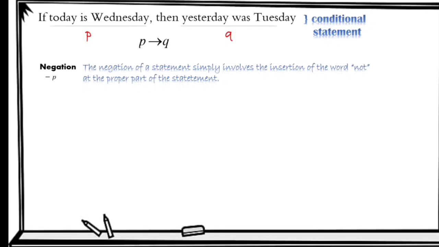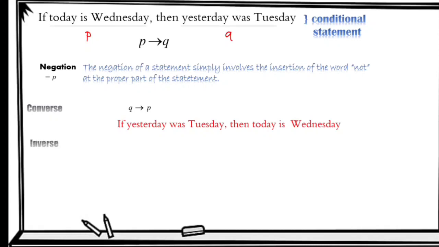Okay, that's about negation. Now let's talk about the converse, contrapositive, and inverse of the conditional statement. First, the converse is denoted by "if Q then P." So, for the statement we had before, the converse is: if yesterday was Tuesday, then today is Wednesday.